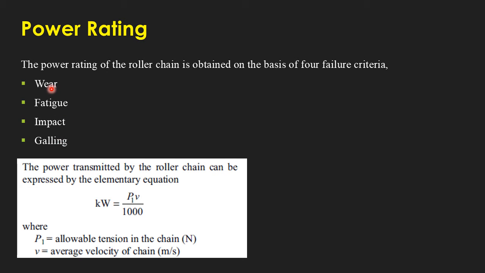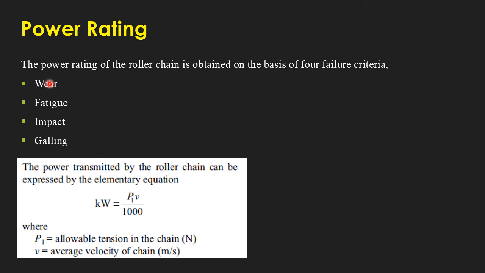So first, coming to the concept of wear. It is a normal concept. Due to friction, wear will take place in the chain, and wear is normally observed at the joint portion of the pins and the bushings. When wear takes place, as I explained before, elongation of the chain takes place. When elongation takes place, the pitch of the chain will increase. So when the pitch increases, the chain will ride out of the sprocket teeth. That will happen if the wear is more.